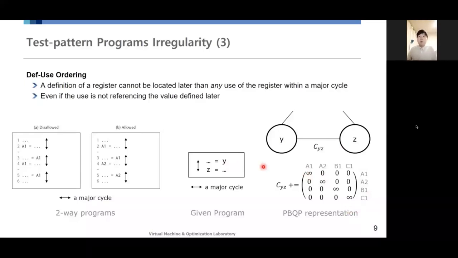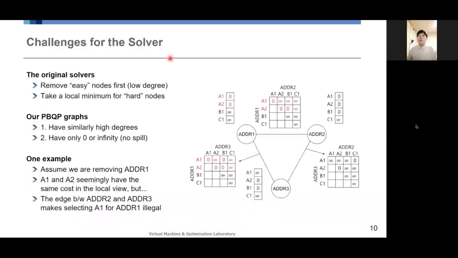Now, since we've represented all restrictions as a PBQP graph, we can hand it over to a PBQP solver. Some efficient solvers have been proposed in the literature. The solvers usually take the strategy where they remove easy nodes first from the graph, and the nodes with small degrees are considered easy because they require a smaller amount of computation for finding the optimal solution. But for hard nodes, for which we cannot afford the computation, the solver instead takes a local minimum. Unfortunately, such approaches are not quite suitable for our PBQP graphs because they have very high degrees, and the entries are only zero or infinity because ATE does not support spills.